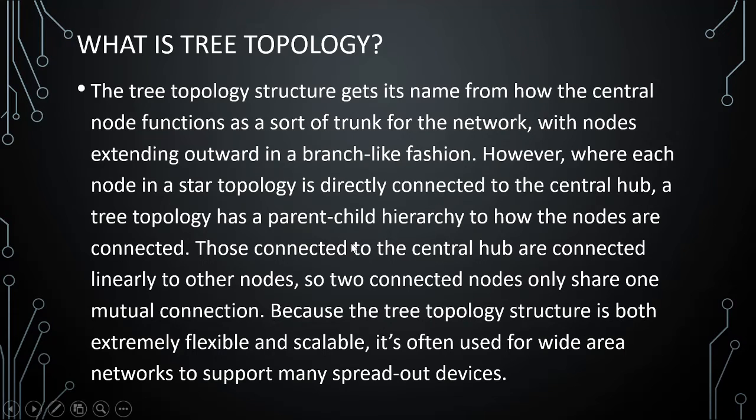So a tree topology has a parent-child hierarchy to how the nodes are connected. Those connected to the central hub are connected linearly to other nodes, so two connected nodes only share one mutual connection. Because the tree topology structure is both extremely flexible and scalable, it's often used for wide area networks to support many spread out devices.